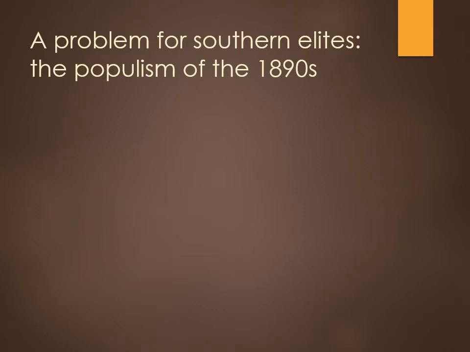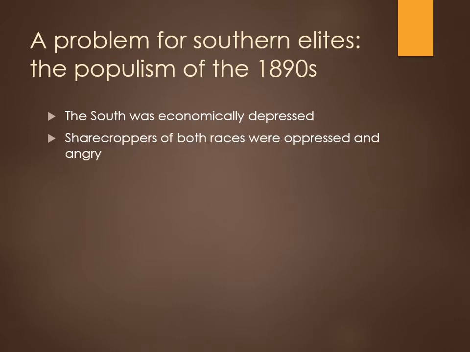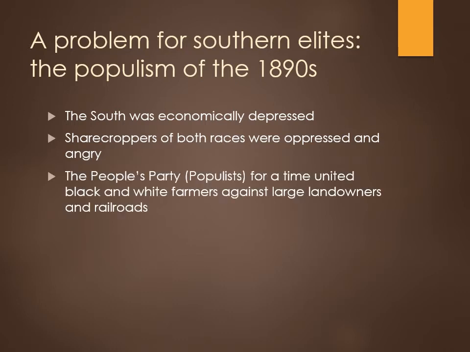Southern white elites faced a new problem in the 1890s that we could call populism. The South was economically depressed during this time, and there were sharecroppers of both races who were angry as a result of this. And there was a party first showing up in presidential elections in 1892, coming out of movements of farmers, a party that united against large landowners and against the railroads, the banks, the large landowners, those who were oppressing a lot of poor farmers.